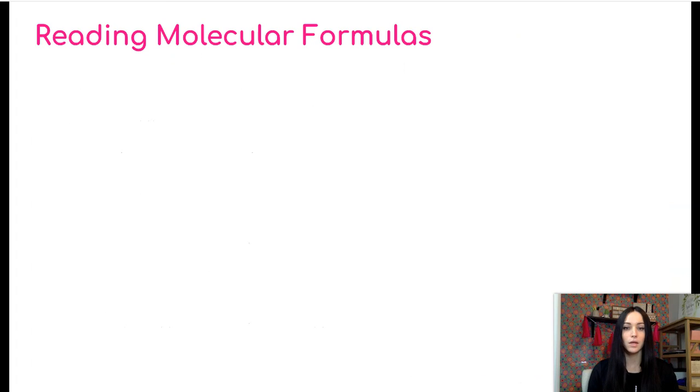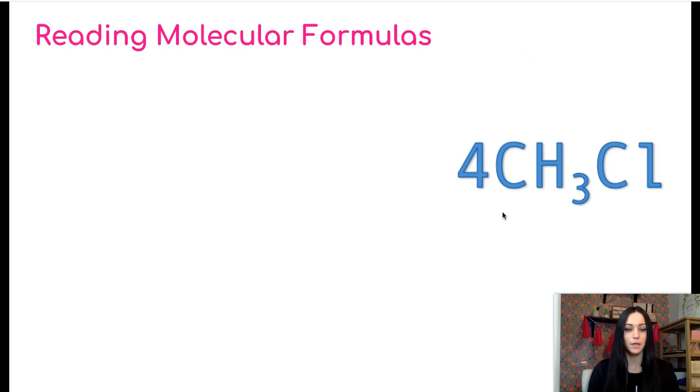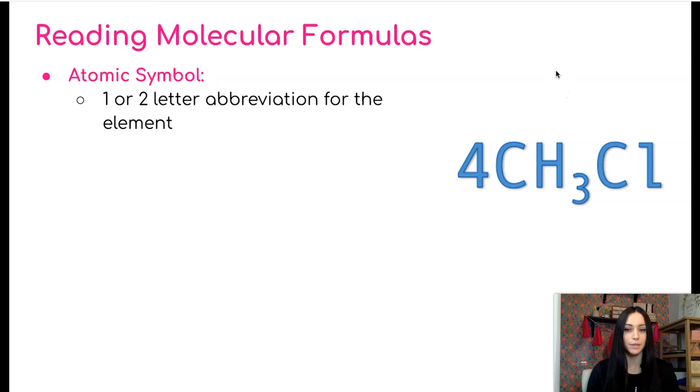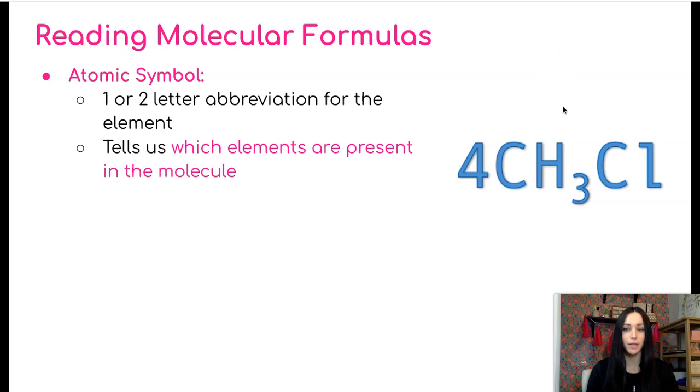To read a molecular formula, there are 3 things that you need to know inside the formula. We'll use CH3Cl as an example. The molecular formula first tells us the atomic symbol of the elements that are present. This lets us know which elements are present in the molecule. In this example, I can see that I have a C, that tells me there's carbon. I have an H, that tells me there's hydrogen, and a Cl, that tells me that there's chlorine present in this molecule.